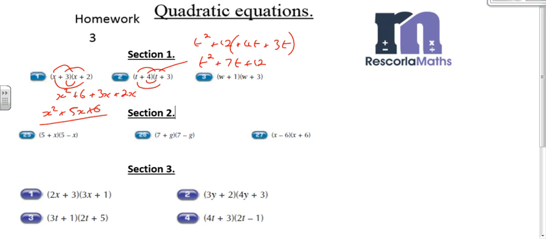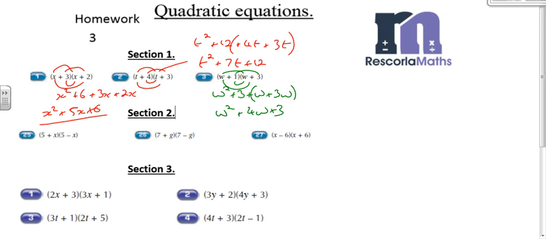Let's have a go at the next one. So w times w is w squared. The right eyebrow, 1 times 3 is 3. The nose is 1w. The mouth is 3w. So it's going to be w squared. W plus 3w is 4w. Plus 3. Section 1 done.